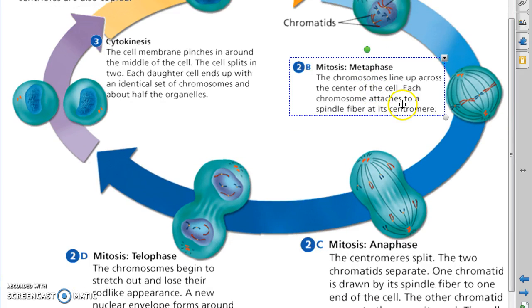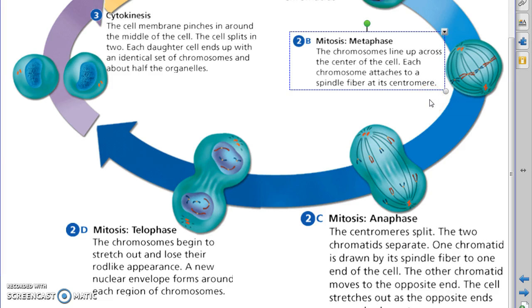Metaphase I always remember because it starts with an M, and so does the word middle, and the chromosomes line up along the middle of the cell in metaphase, and they're attached to these spindle fibers. I often think of the spindle fibers as kind of like train tracks. They're a guide for which way the chromosomes are going to go.